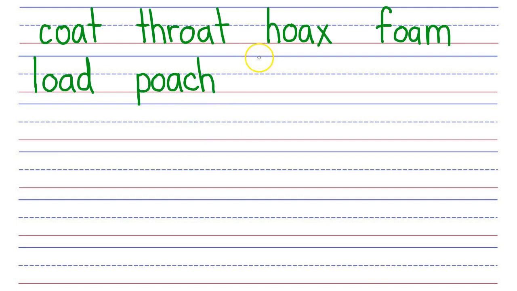Our next word is toad. We have a T that says T, an OA that says O, and a D that says D. T, O, D, toad. Our next word is roach. We have an R that says R, an OA that says O, and the CH that says Ch. R, O, Ch, roach.